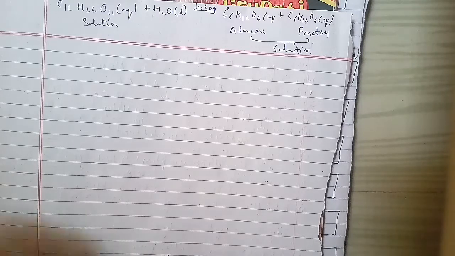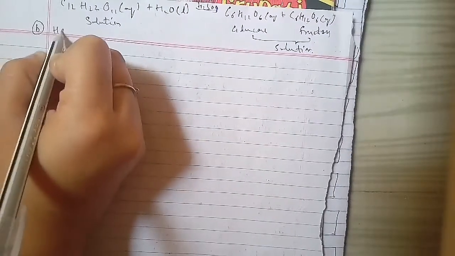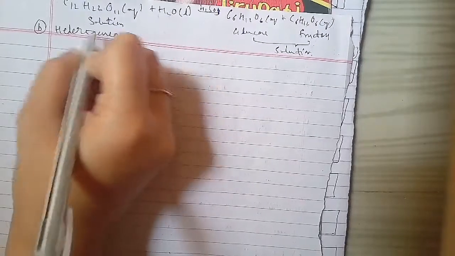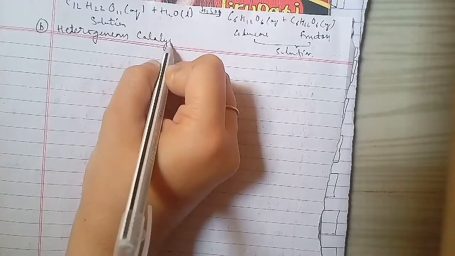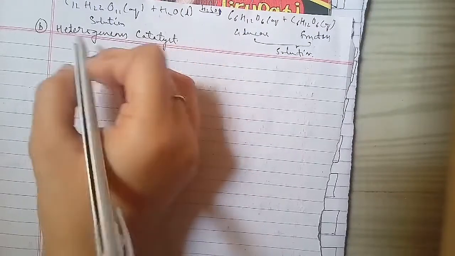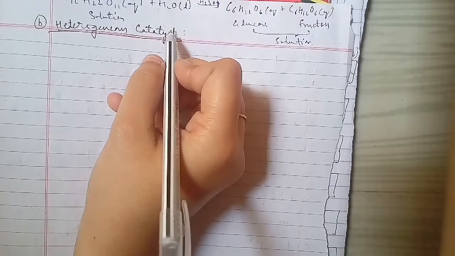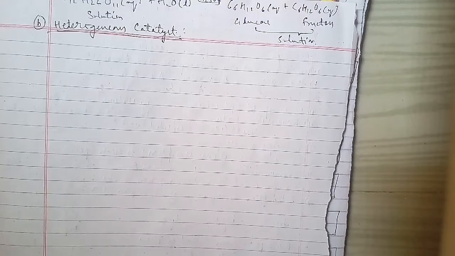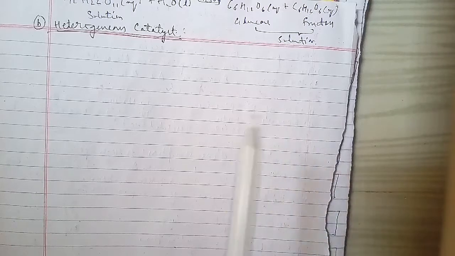Now the next one is the combination of dinitrogen and dihydrogen to form ammonia in the presence of finely divided iron in Haber's process. For that we have N2 gas plus 3H2 gas, with Fe, gives 2NH3 in the form of gas.